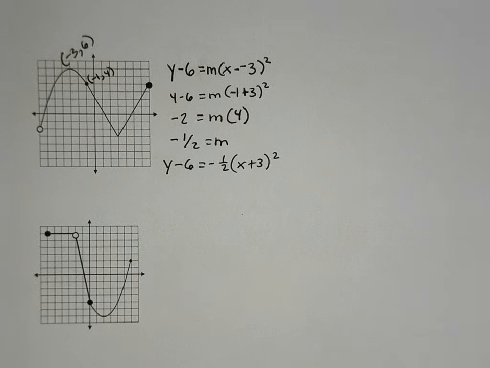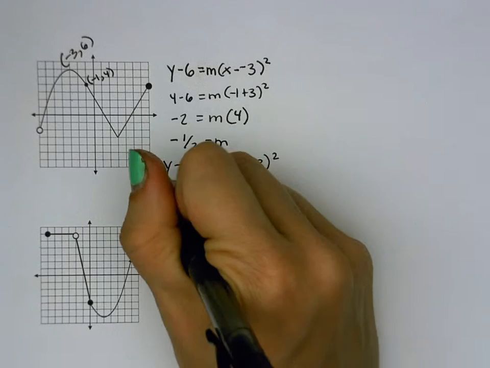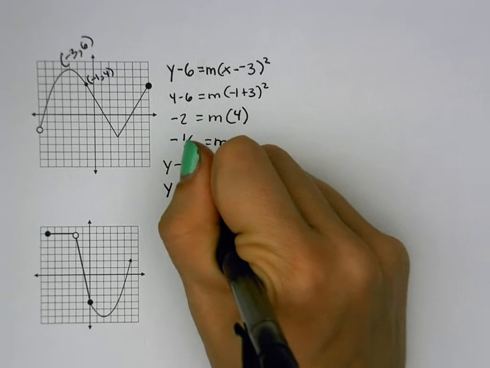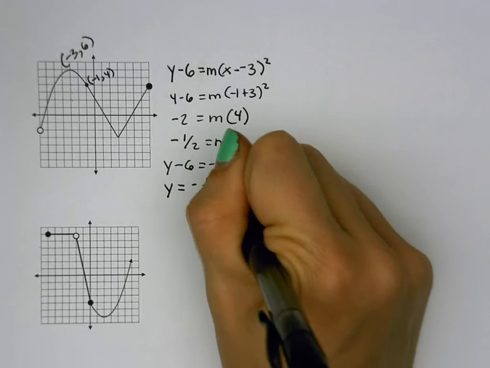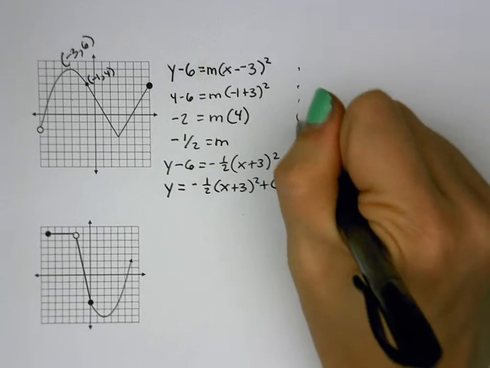Now, really quickly, a reminder that when we are writing a piecewise, this minus 6 does need to come over to the other side. And so in preparation for my piecewise, I'm going to go ahead and add this 6 over now.